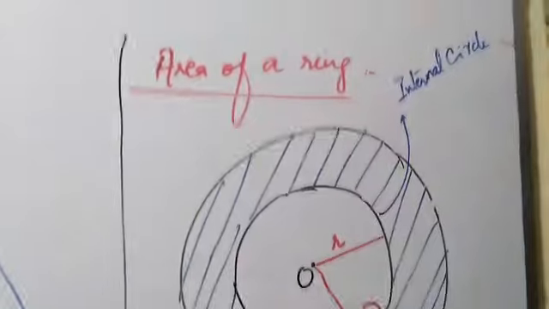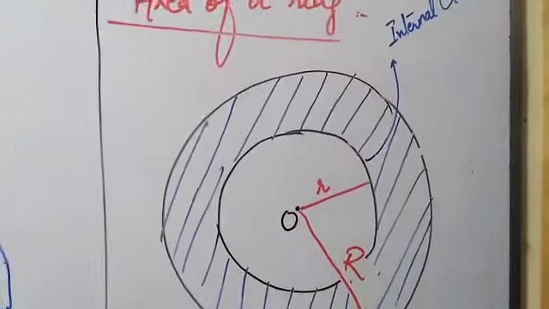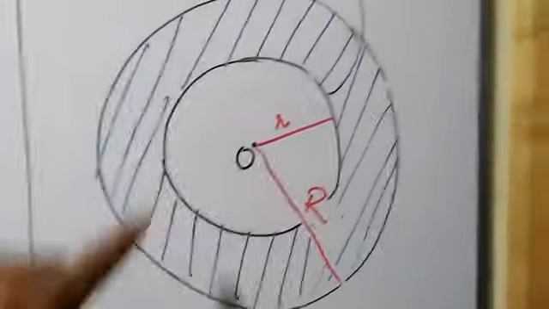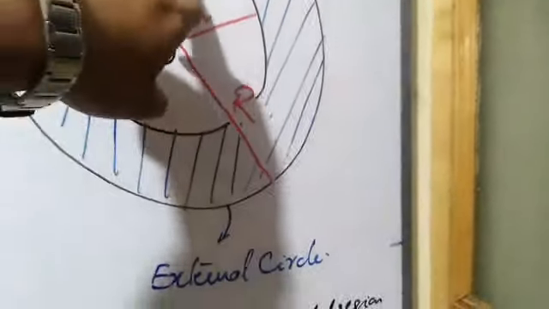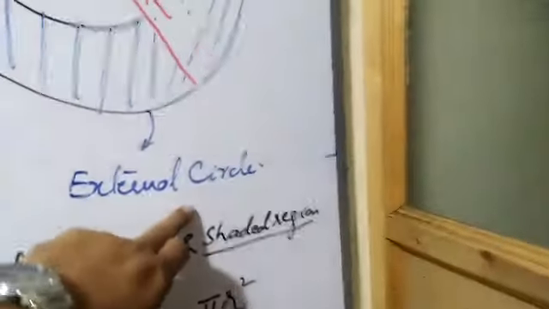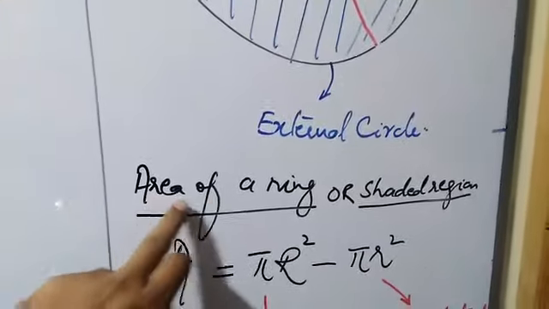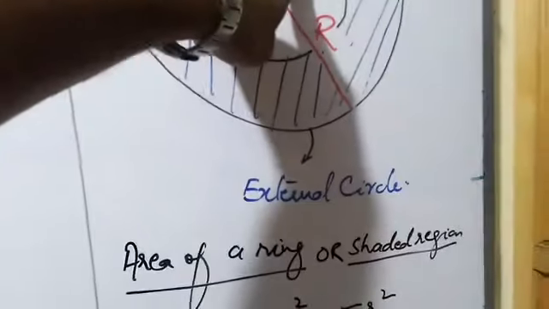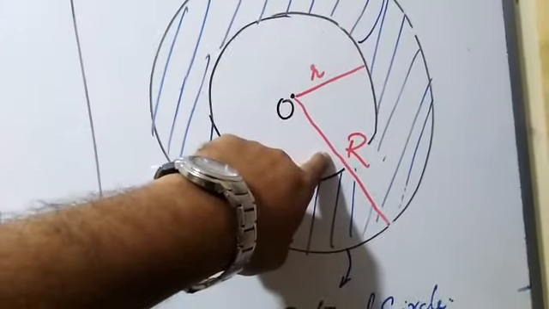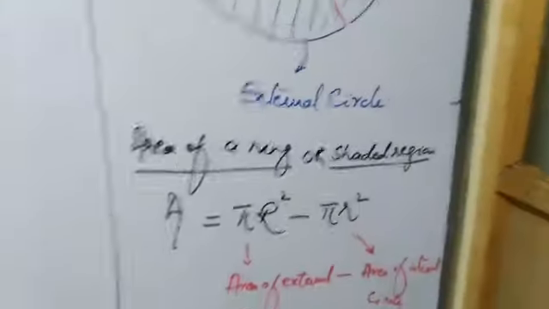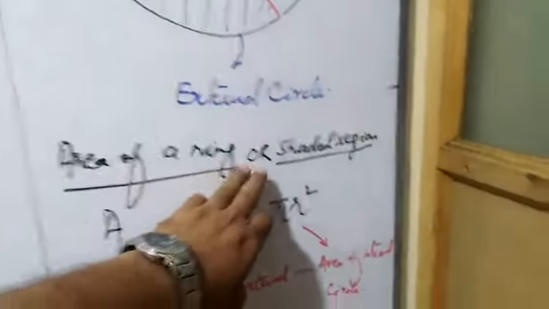Now next is the area of a ring. What is the meaning of the area of a ring? We can take an example like a washer. Now we have two circles. It is a small circle and it is a greater circle. The small circle is known as the internal circle and the greater circle is known as the external circle. The radius of the small circle, or internal circle, is small r and the radius of the external circle is capital R. So you have to find the area of the shaded region. The blue area is known as the shaded region. So now you have to find the area of a ring or shaded area.